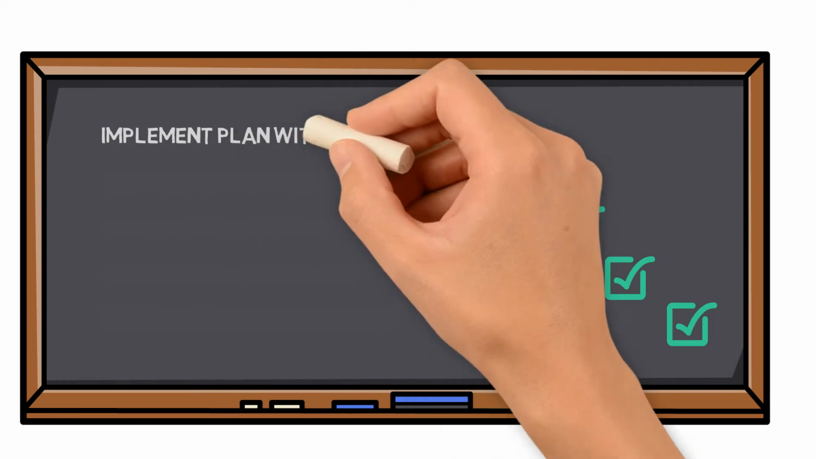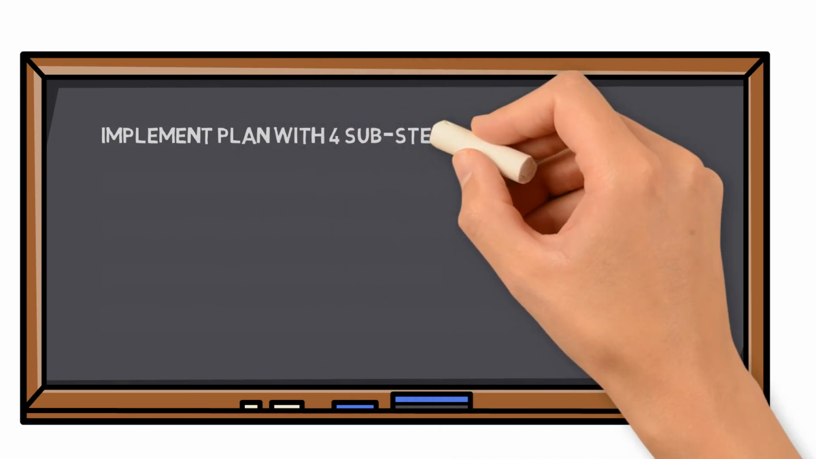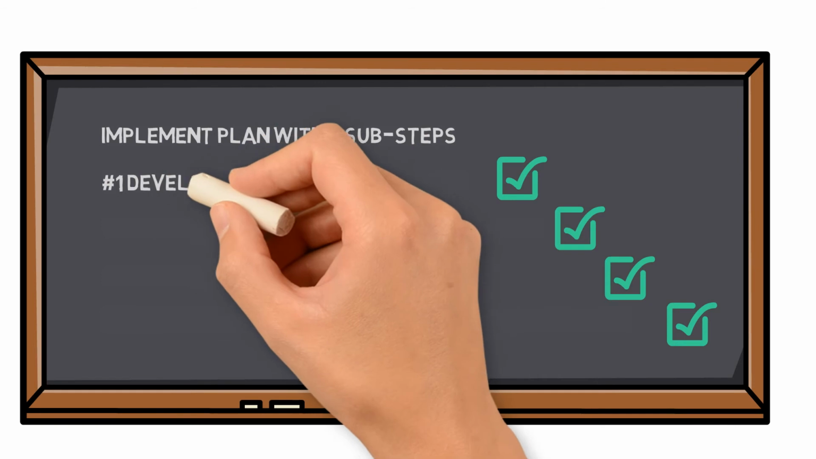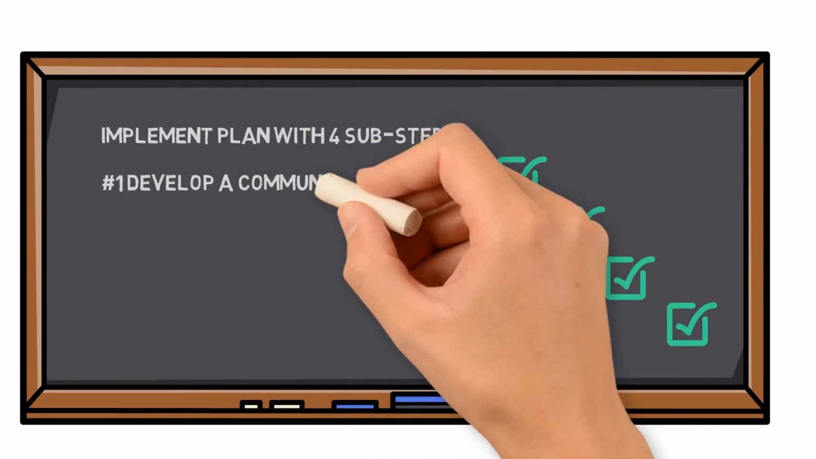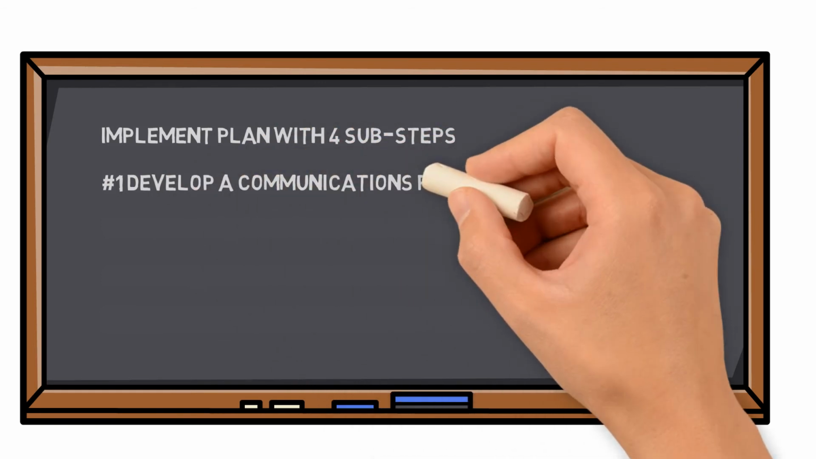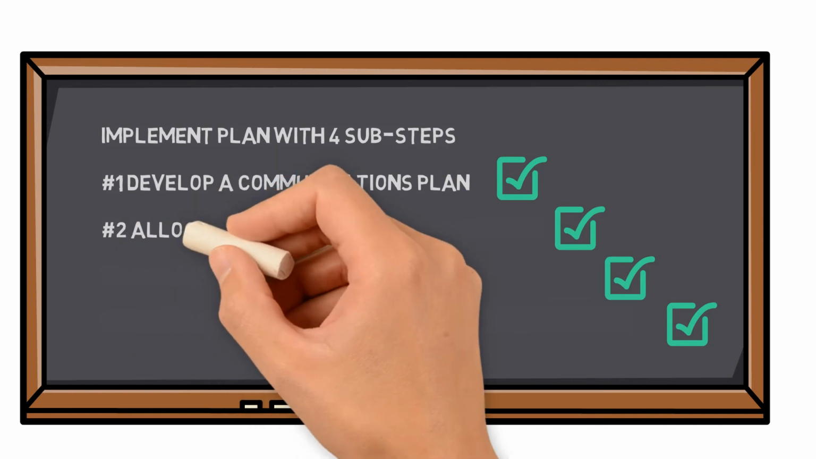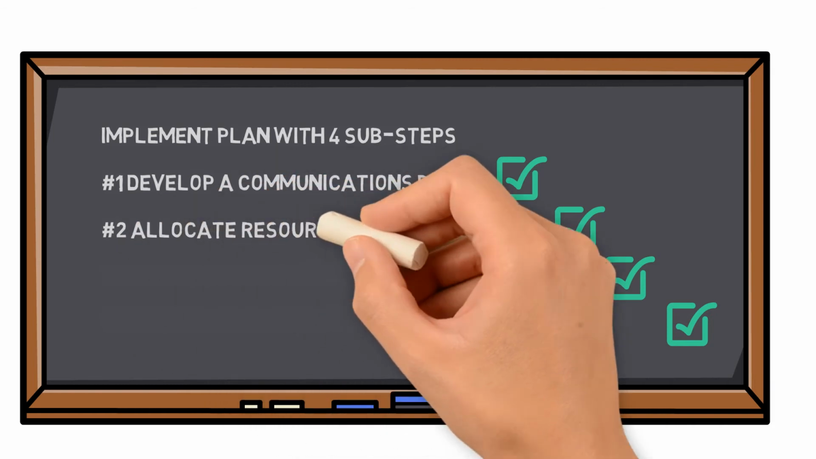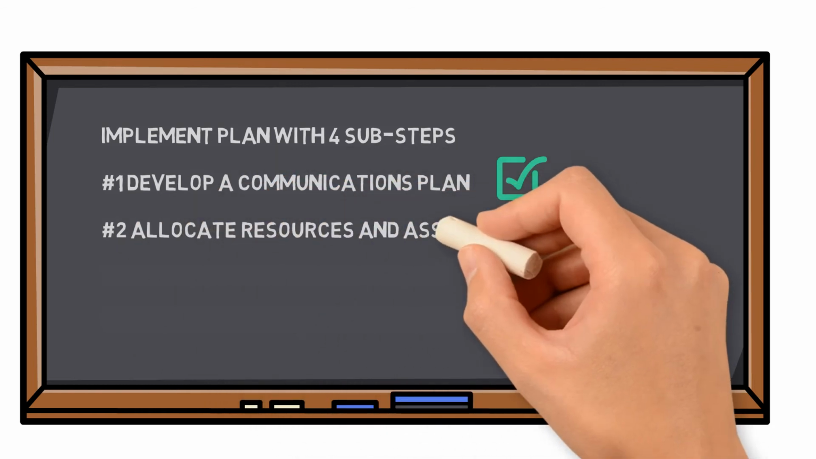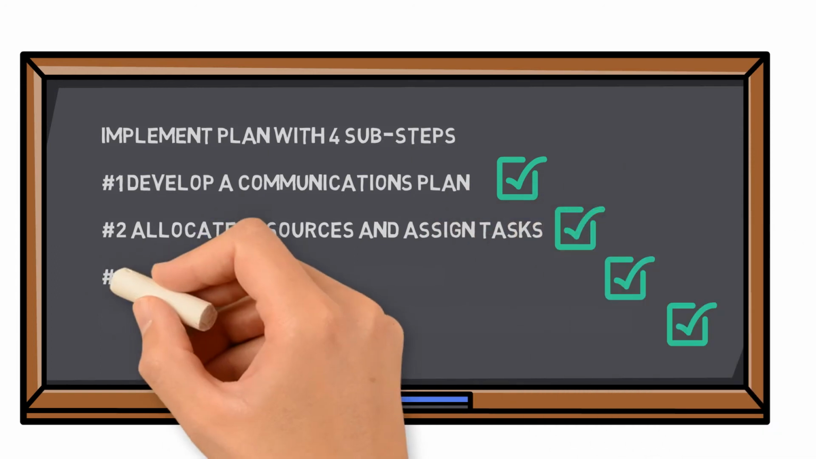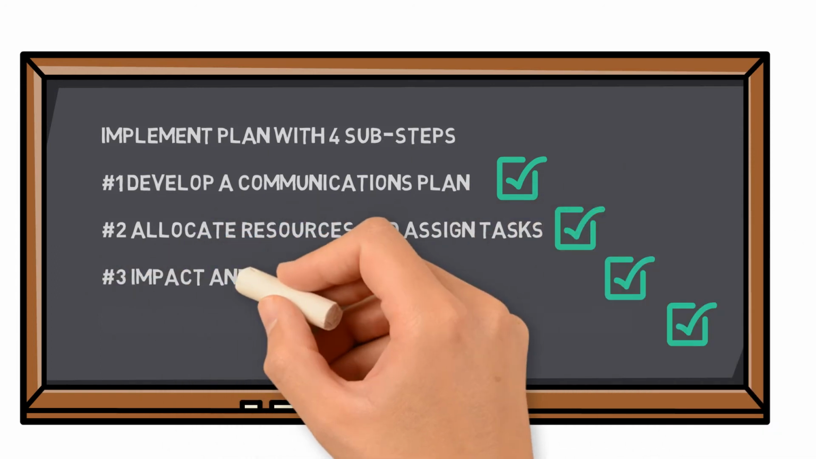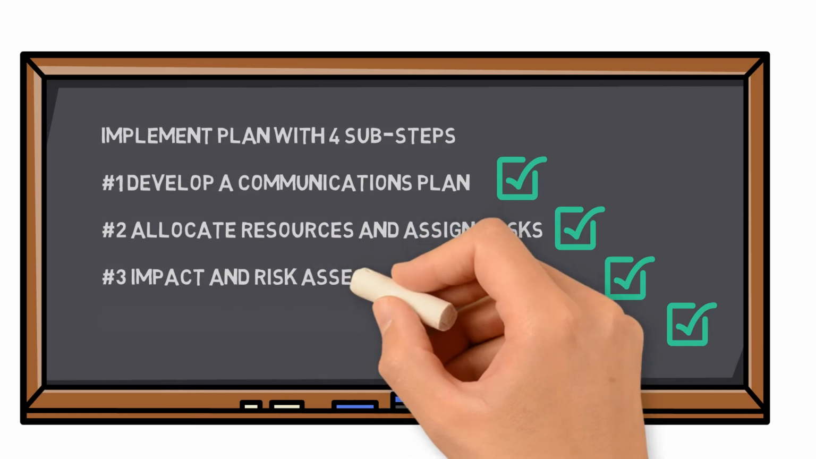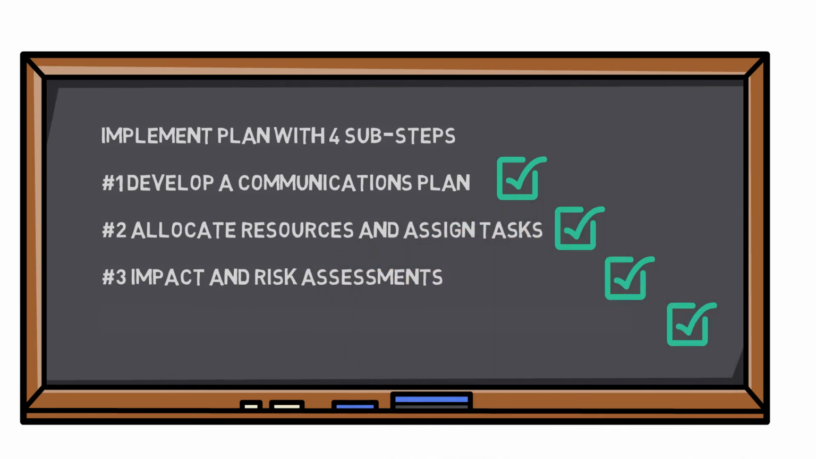Implement can be broken down into 4 sub-steps. 1. Develop a communications plan including frequency, access, tools, audience, and milestones. 2. Allocate resources and assign tasks. It's important to communicate empathically and build trust. 3. Ensure that risks and potential impacts are recorded. Make plans to avoid or mitigate anything that might derail your project.